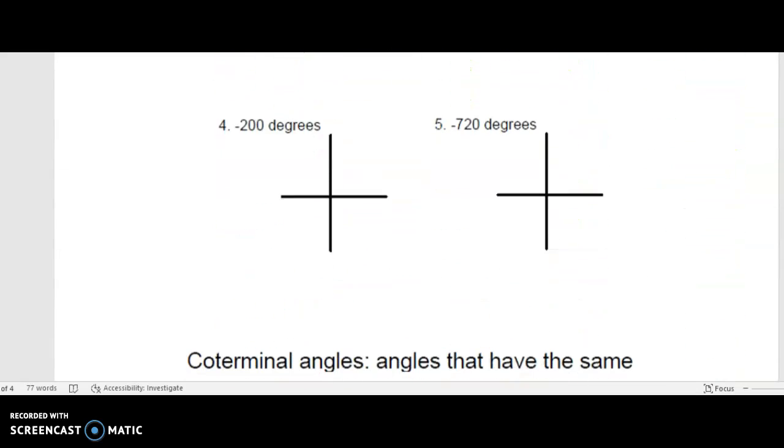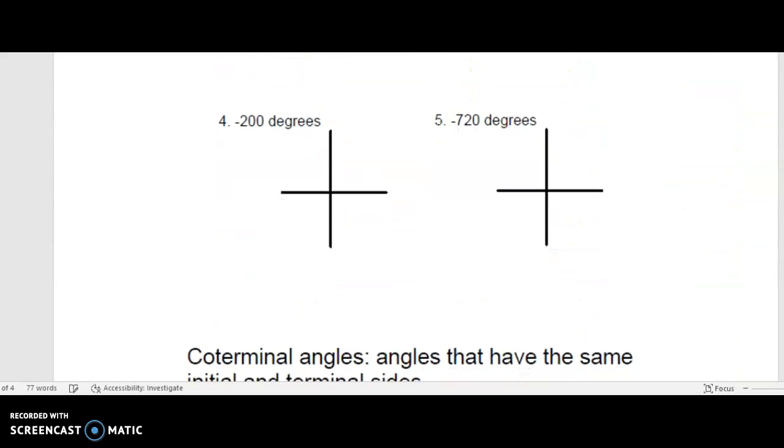All right, let's move on to negative angles. Negative angles are clockwise. So starting at the initial side of the angle on the positive x-axis, we're going to go clockwise. That's negative 180. Negative 180 and 20 more would make negative 200 degrees, and that's in quadrant 2.